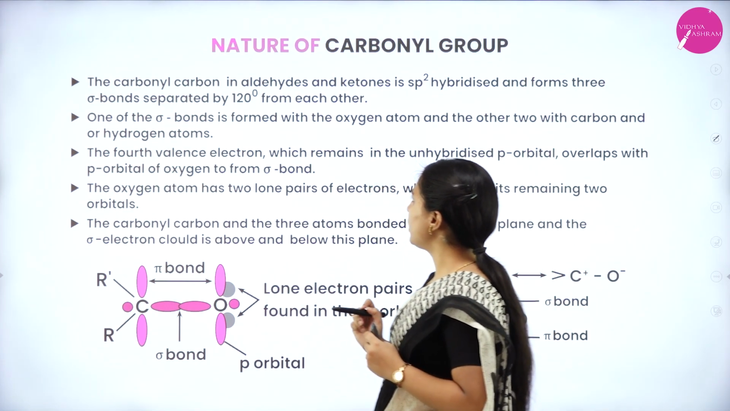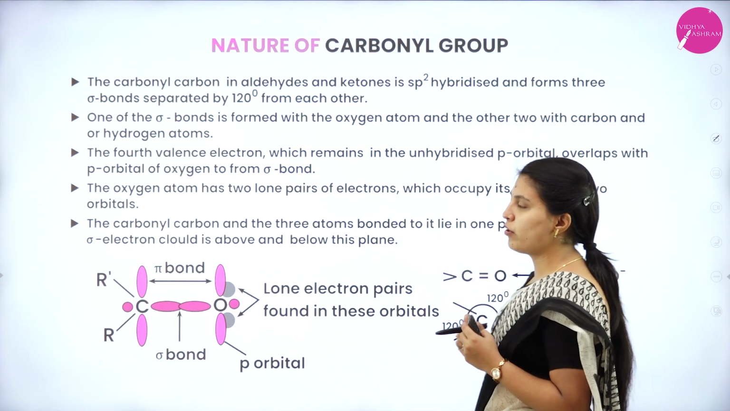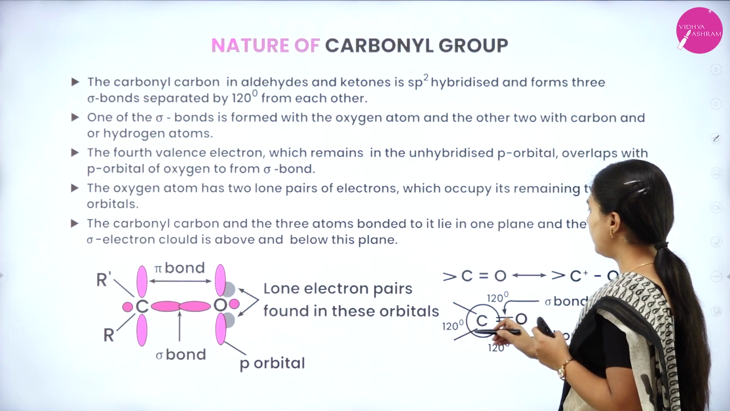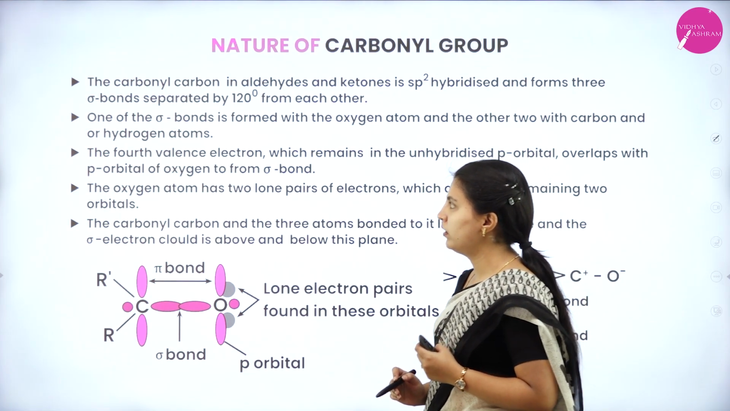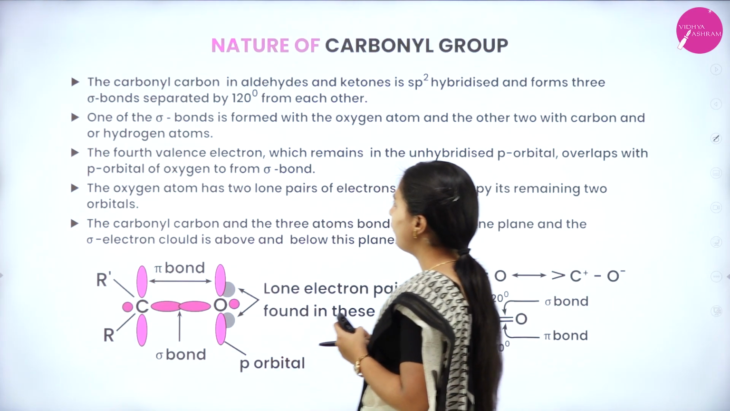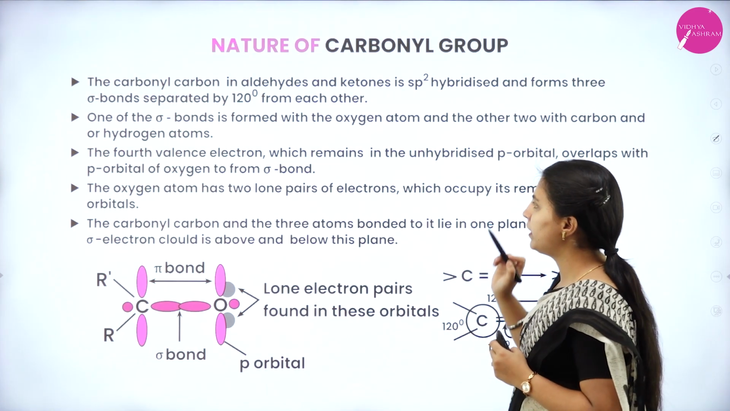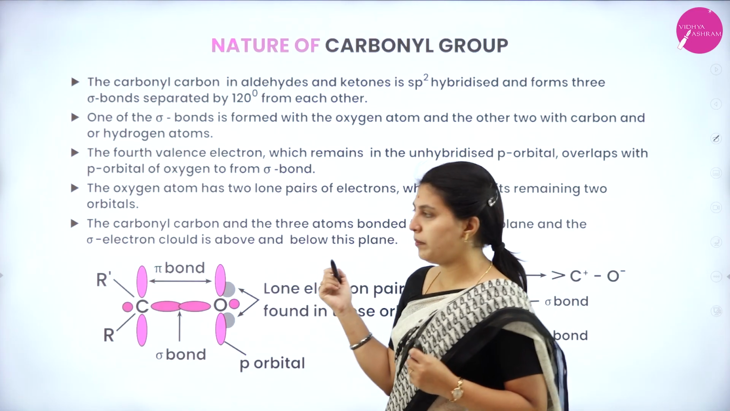One of the sigma bonds is formed with the oxygen atom and the other 2 with carbon and hydrogen atoms. One will form with oxygen and the other 2 will form with either carbon or hydrogen. The fourth valence electron, which remains in the unhybridized p orbital, overlaps with the p orbital of oxygen to form a pi bond. Okay.